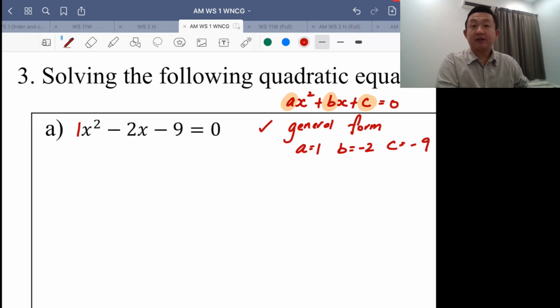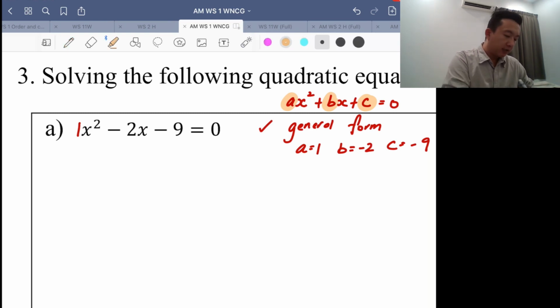Alright, so this is the first step, making sure it's in general form. Now step number 2 is we must make sure the a, the coefficient for x squared, must be 1 in order to complete the square. In this case, it is 1, so we can skip step number 2. Alright, so we work on step number 3.